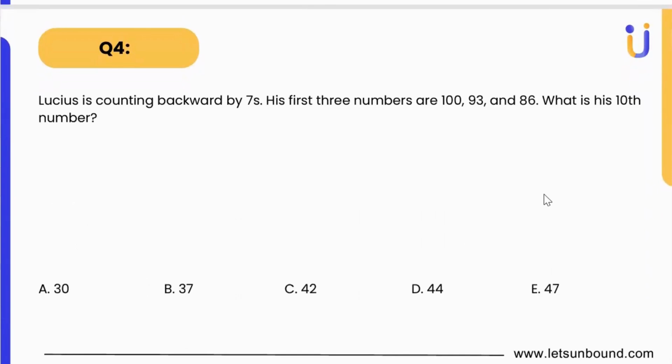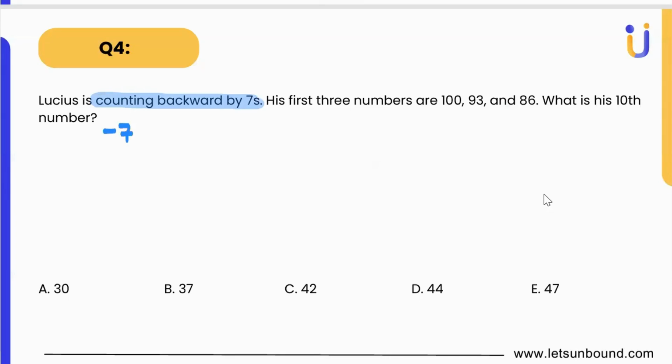It says Lucius is counting backwards by sevens. His first three numbers are 100, 93, and 86. What is his 10th number? Now, when you count backwards by sevens, what do you do? You keep subtracting 7. Keep that in mind, so minus 7 in that case.